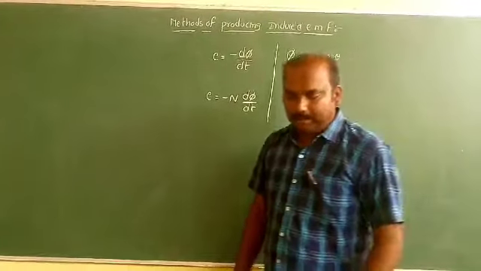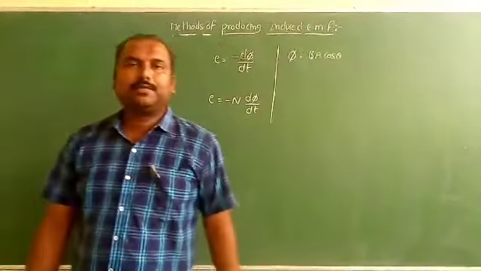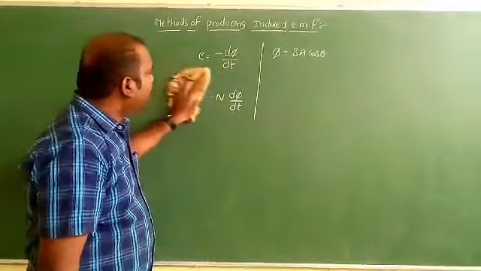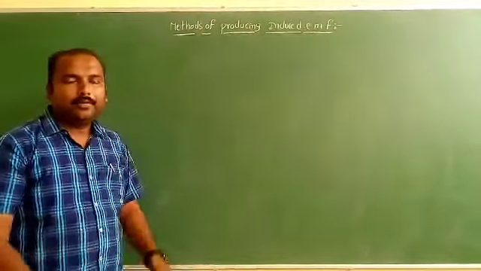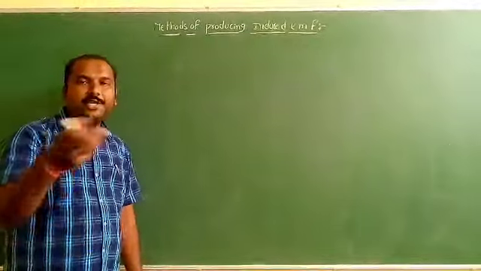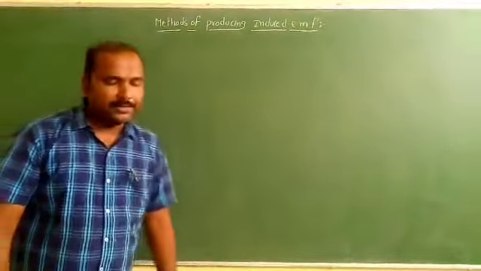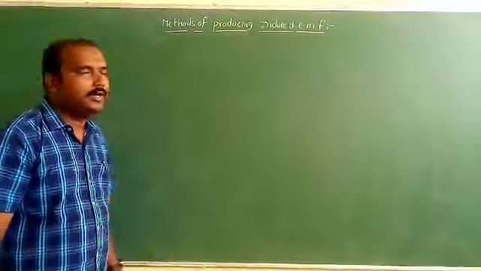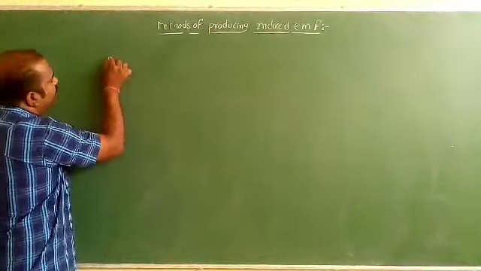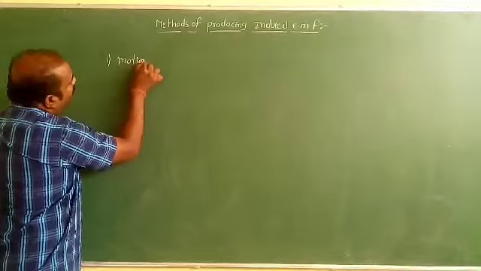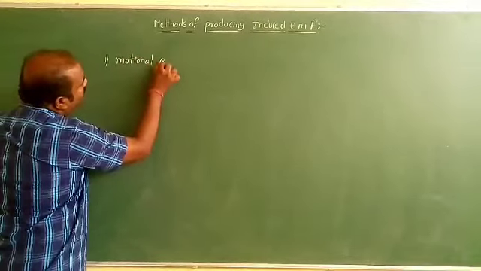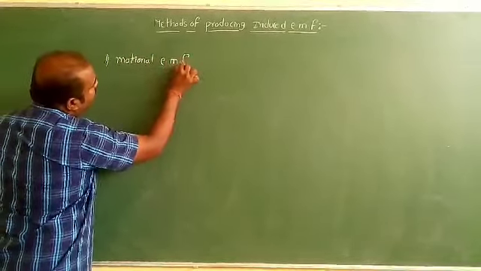Now, in this class, we will discuss only two methods. That is, by changing the area, you can produce induced EMF. By changing the orientation also, the EMF is produced. Those two methods we will learn in this class. First method, motional EMF.